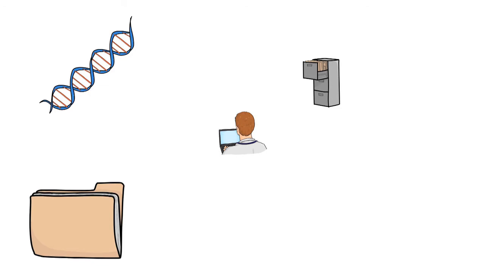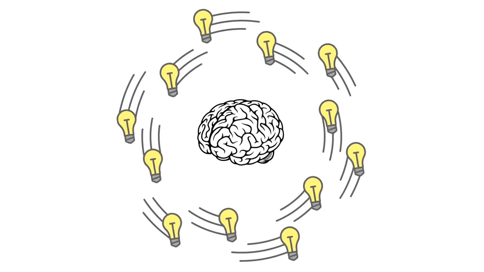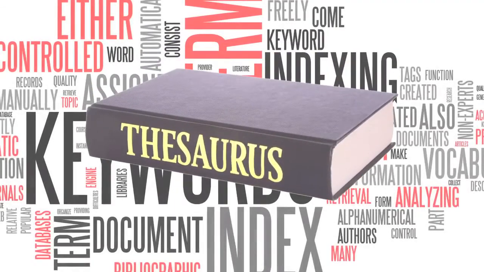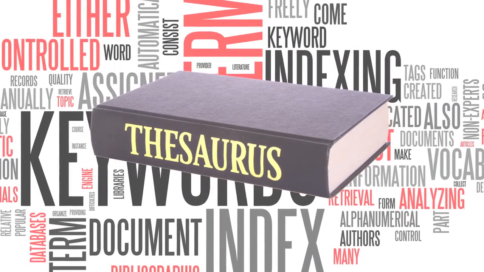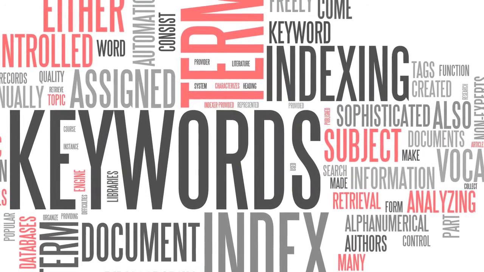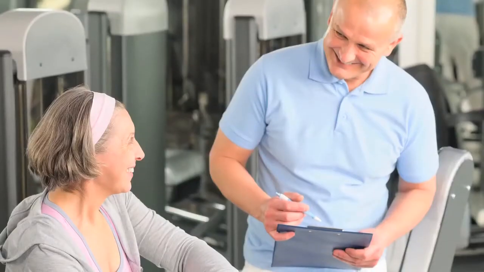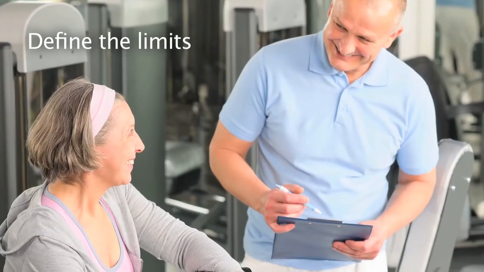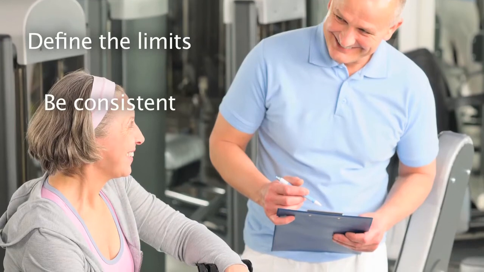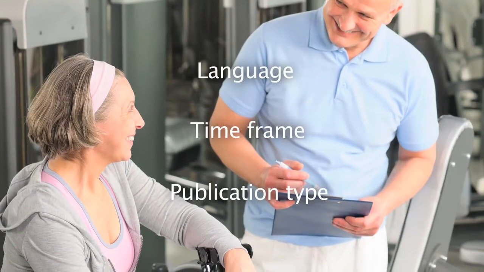Once you've refined your question, take a moment to brainstorm some of the words and phrases common to the topic. A thesaurus can be helpful in identifying related terms, synonyms, and acronyms to provide a robust list of search terms. Throughout your search, continue to add other pertinent terms to your list. You will also need to define the limits of your search and be consistent. Common limits include language, time frame, and publication type.